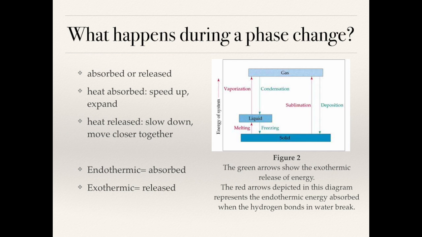In this case, the hydrogen bonds between the water molecules break, and energy is absorbed to change the state, while exothermic energy is when heat is released and bonds form. In figure 2, the green arrows show the exothermic release of energy, while the red arrows in this diagram represent the endothermic energy absorbed when the hydrogen bonds in water break.